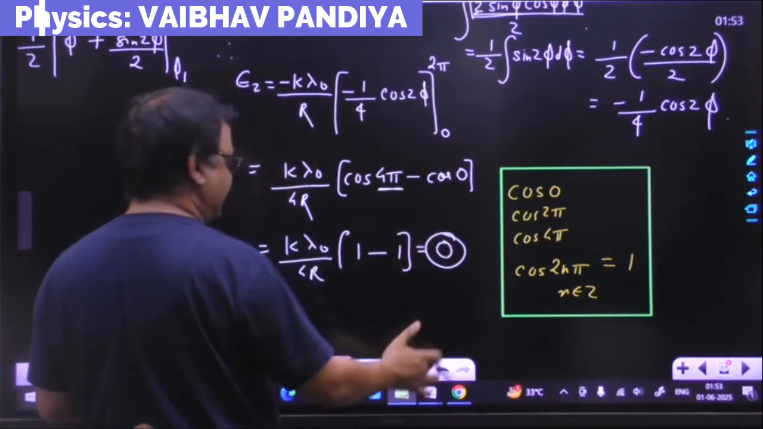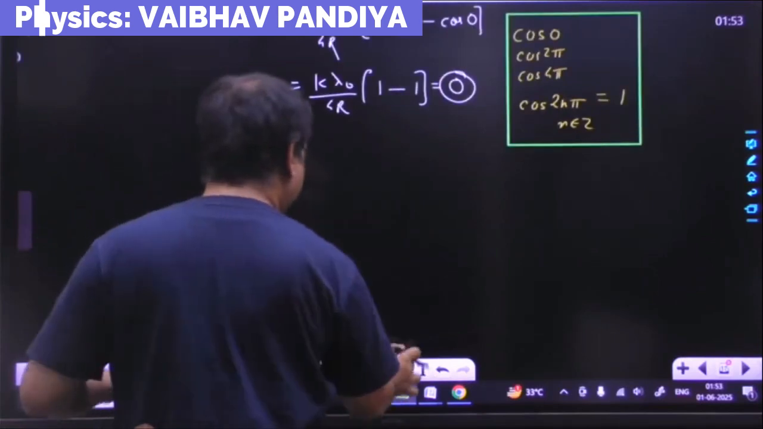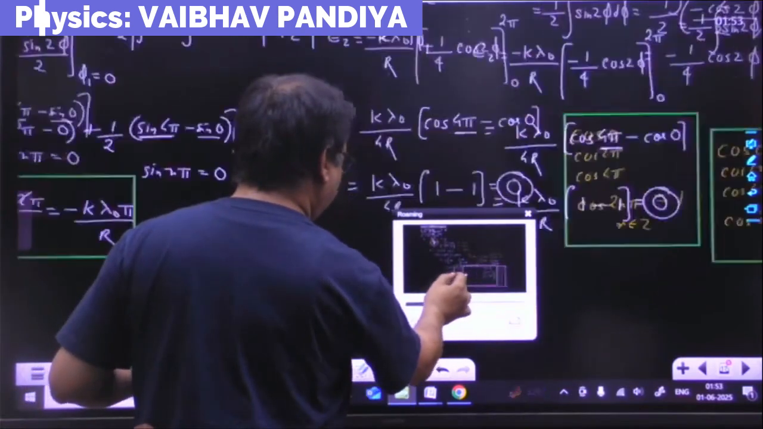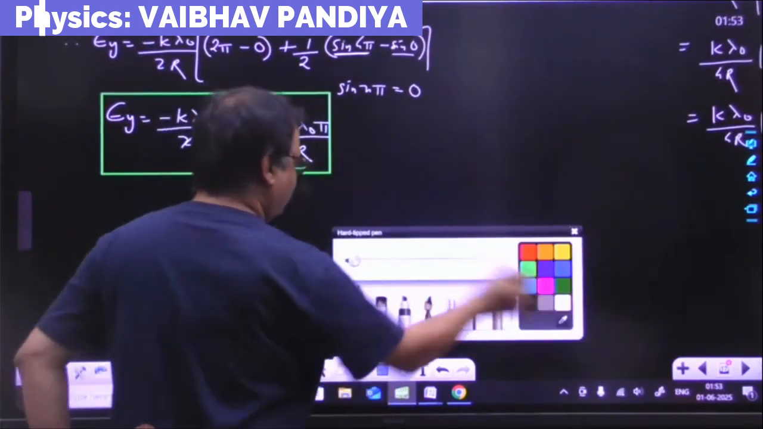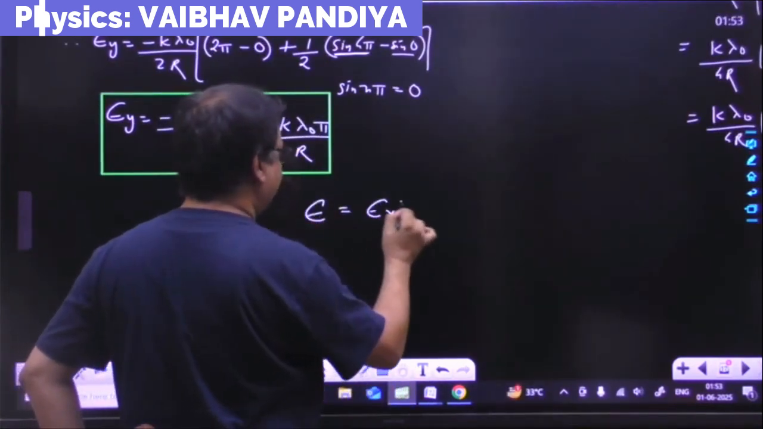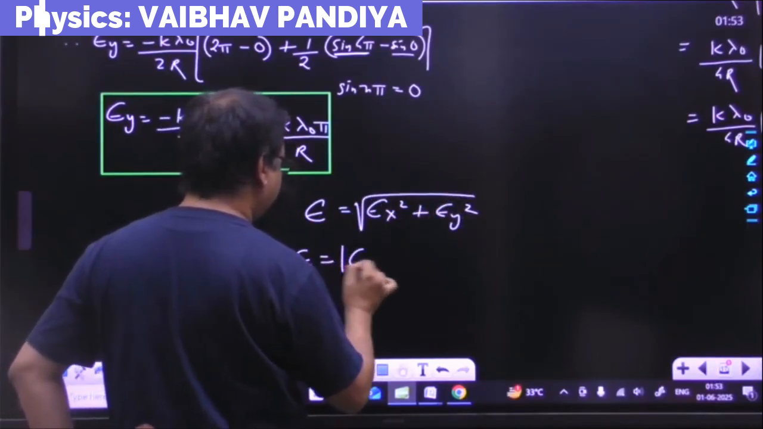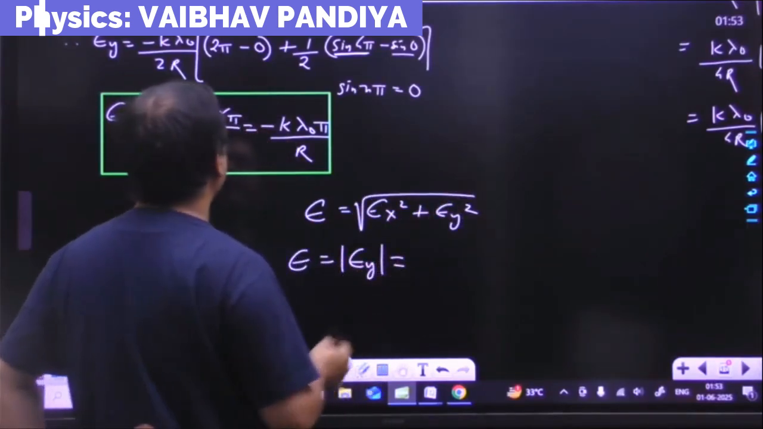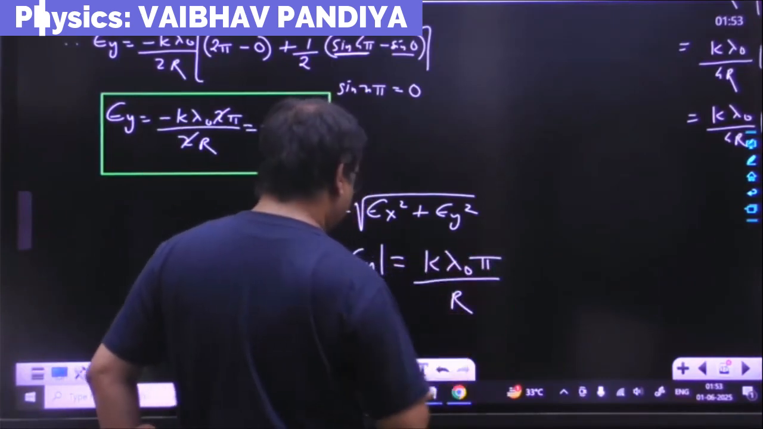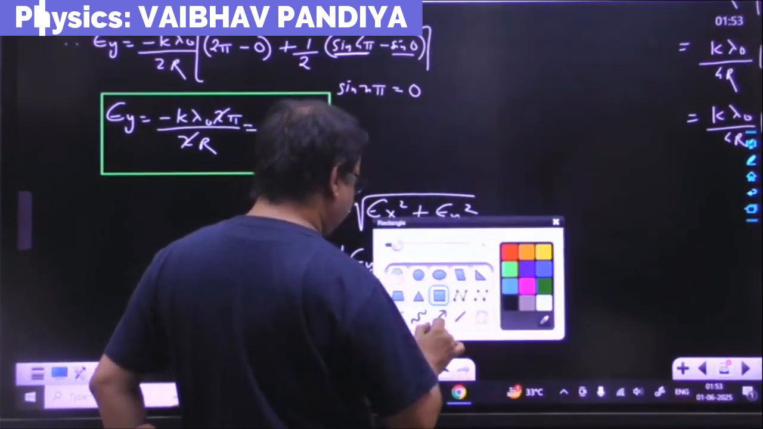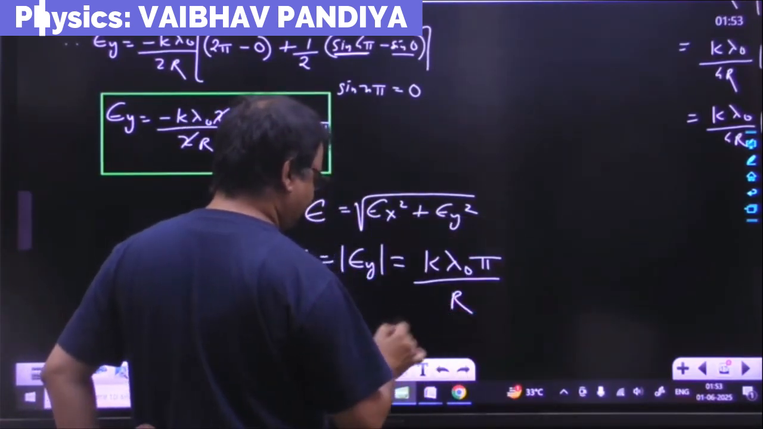There is no z component. So the total field, since there is no z component and the field can only have x and y components, will be Ex square plus Ey square whole under root. The total field will become the magnitude, same as the modulus of Ey. So your answer will be k lambda naught pi by r. This is your answer, and it is coming to be along the negative y-axis. Okay, so this is your answer.